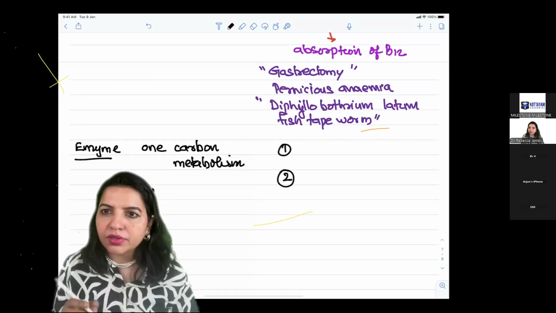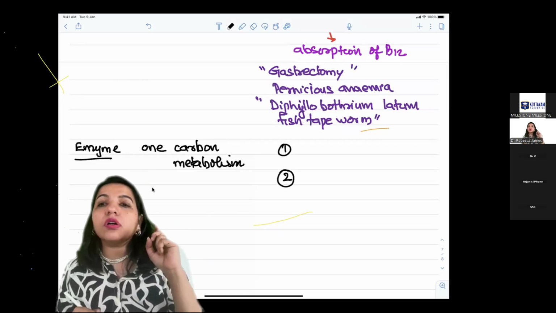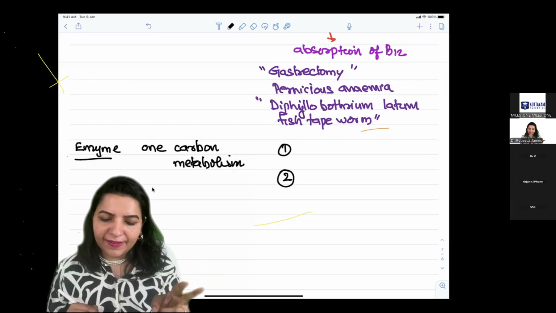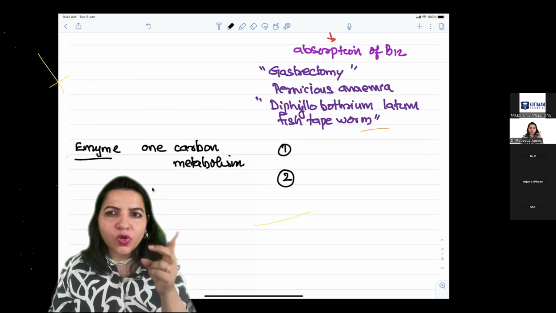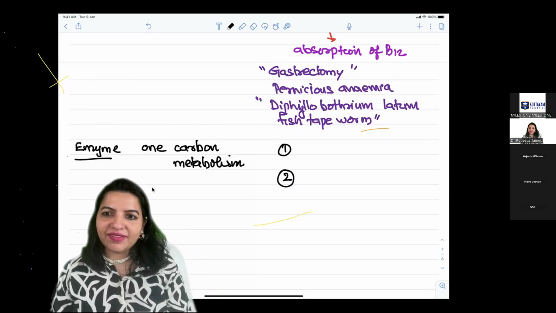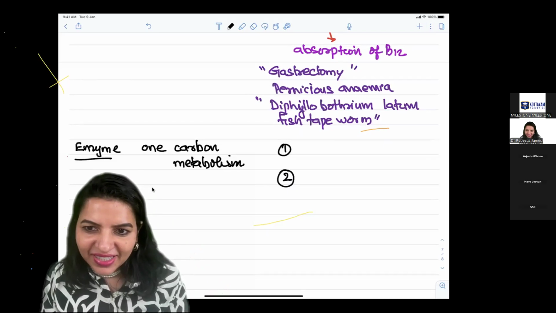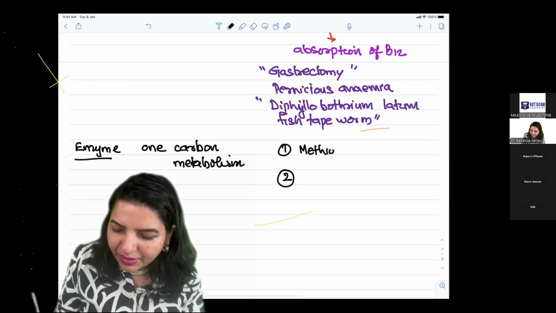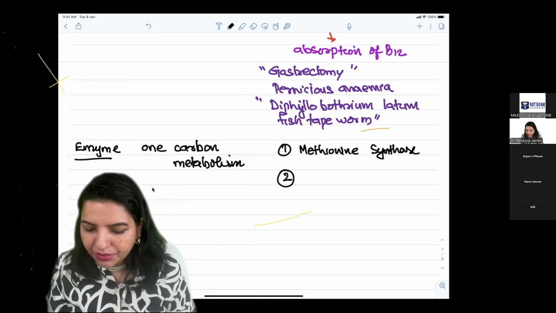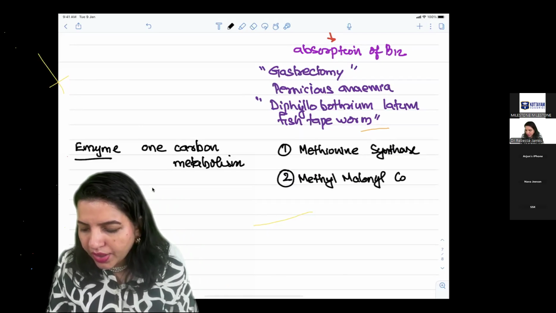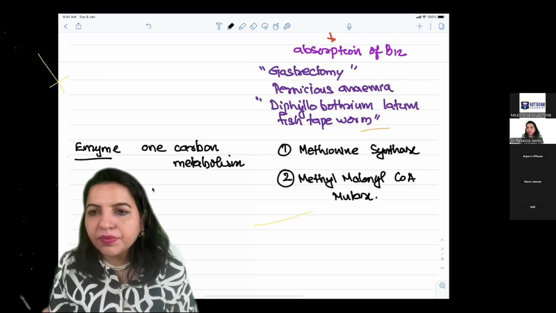Only two enzymes. Learn it now itself, I will ask. Only two enzymes. If you know, you can type. Already we have learned one. At least that you can type. Methylmalonyl, yes, right. Methionine synthase or homocysteine methyltransferase. Okay, what is the next enzyme? Methylmalonyl coenzyme A mutase. Where did we learn this enzyme? Can anybody tell me?